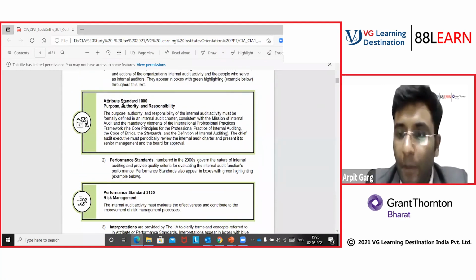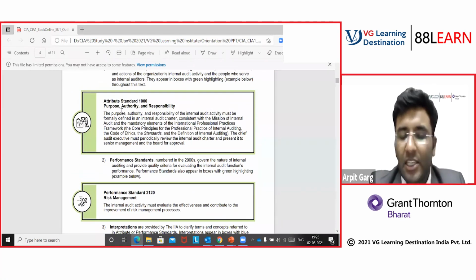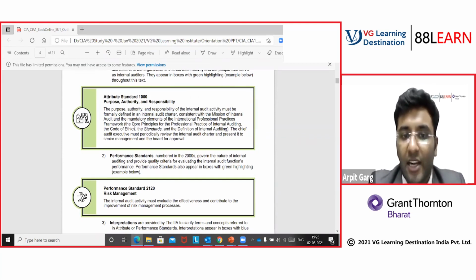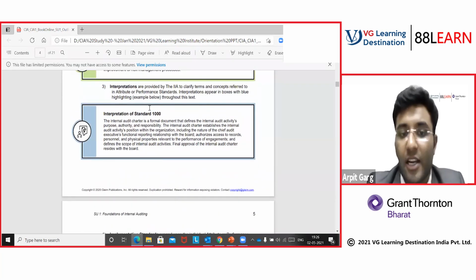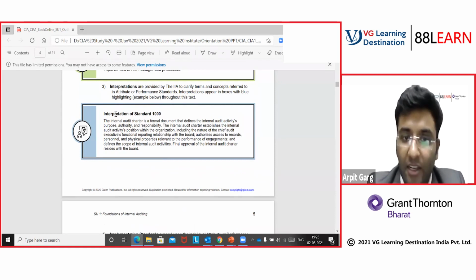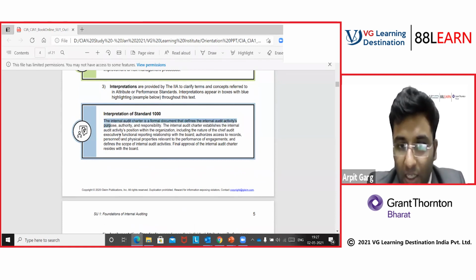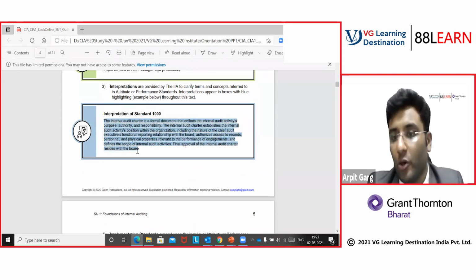Okay. So for example, attribute standard here is 1000. It says purpose, authority, and responsibility. It used the word internal audit charter. So basically, interpretation standards further clarify the terms and conditions that are mentioned in the attribute standard. So attribute standard 1000, and there is also an interpretation of that standard, which is 1000. The internal audit charter is this complete document. Okay, are you able to understand how it gets linked?